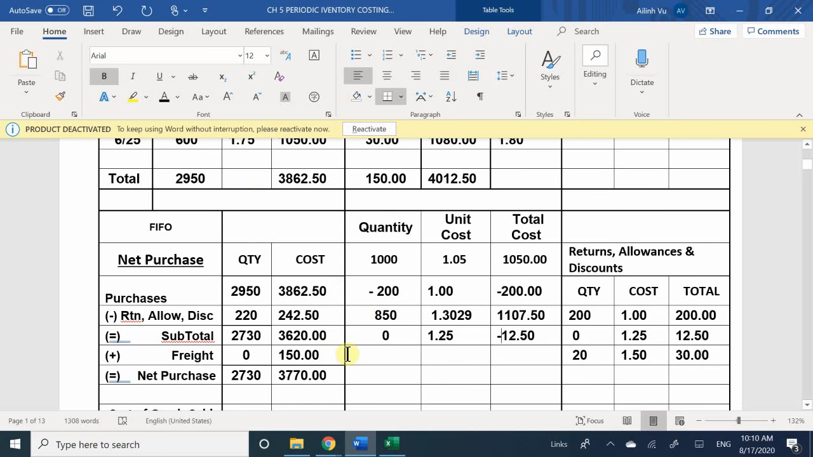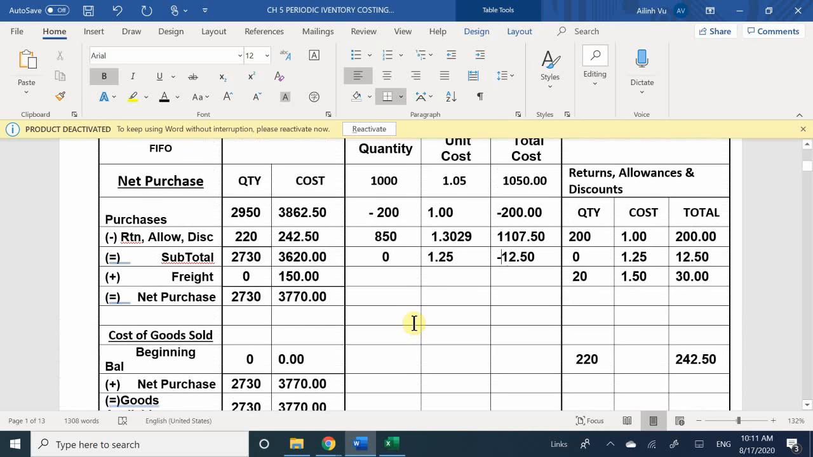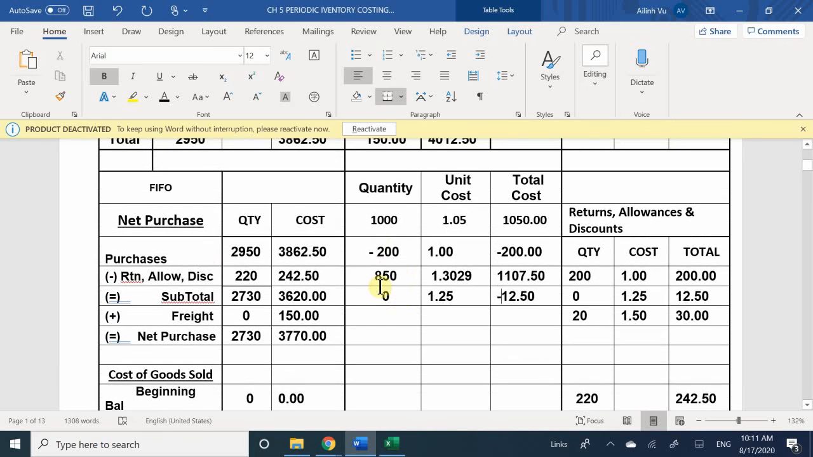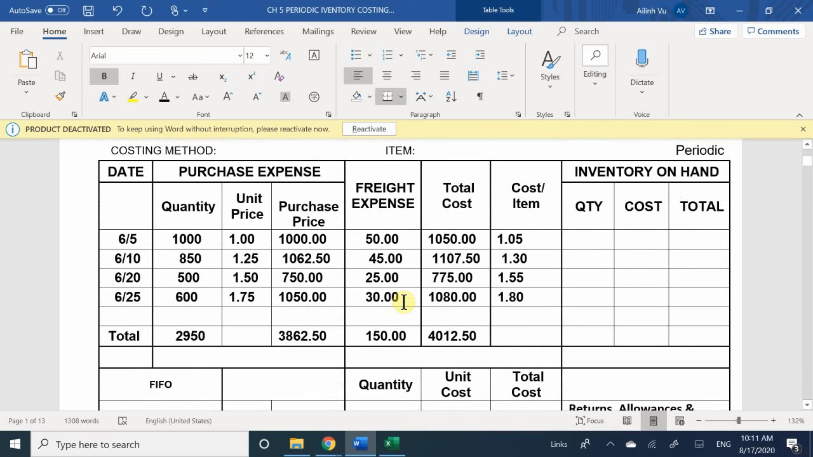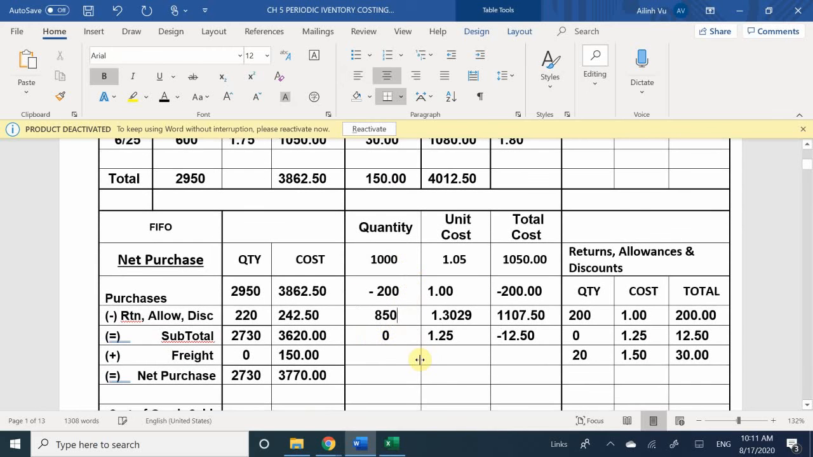So now I have 1650. That's too much, right? 1650. Right. So how much am I supposed to actually cost out now? 230. 230. Okay. So if I were to calculate this one, 230.